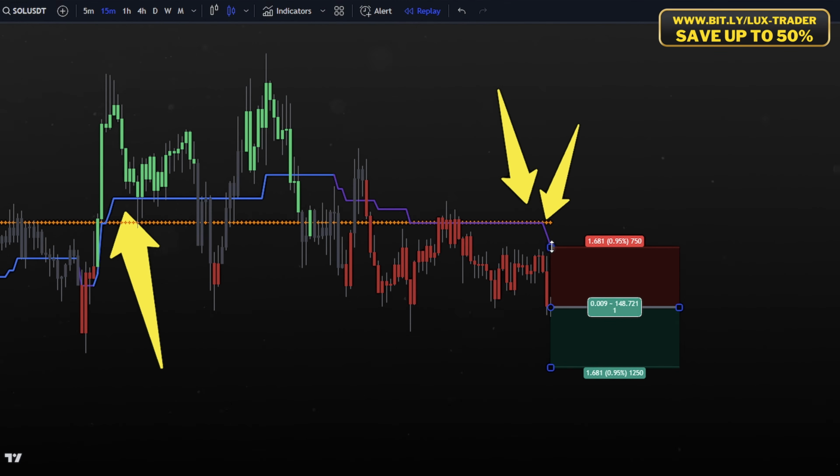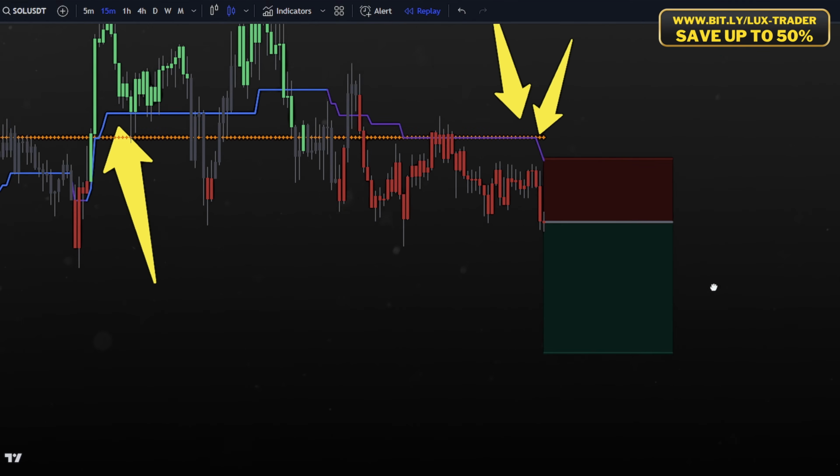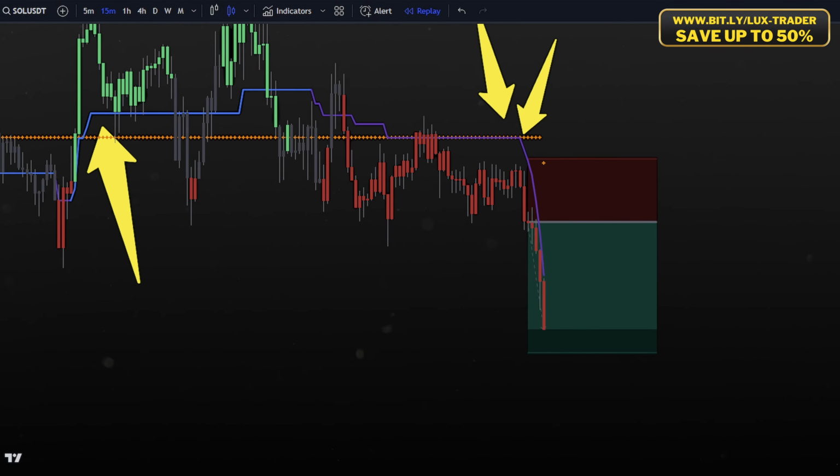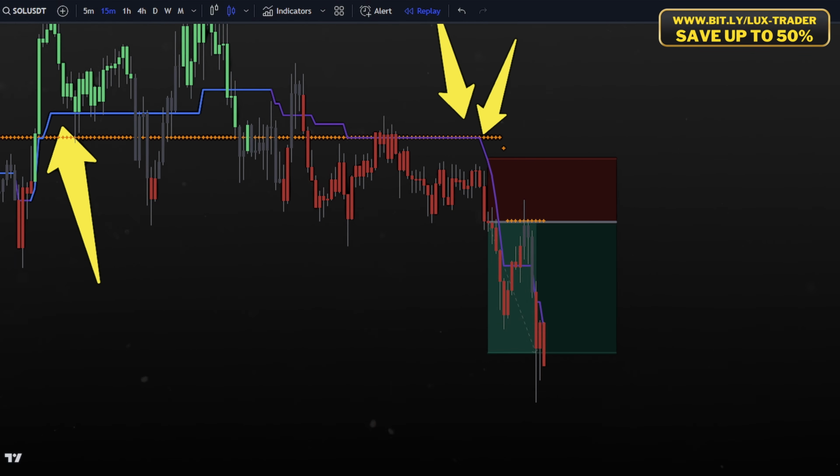Once both conditions are satisfied, initiate a sell trade and place your stop loss above the last swing high. For profit taking, target a 1 to 1.5 or 1 to 2 risk-to-reward ratio, just as in the previous example.